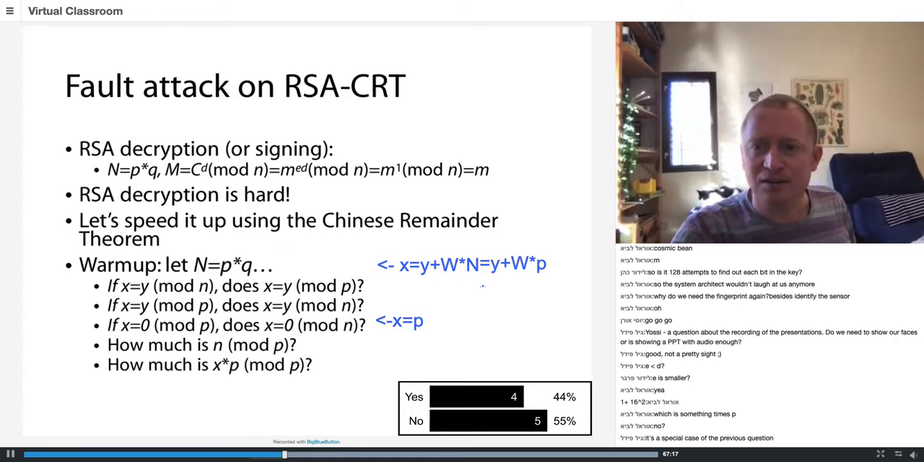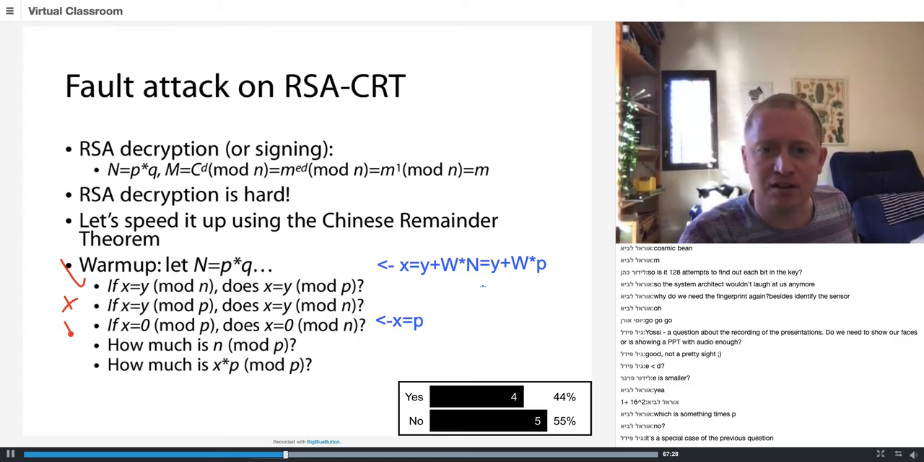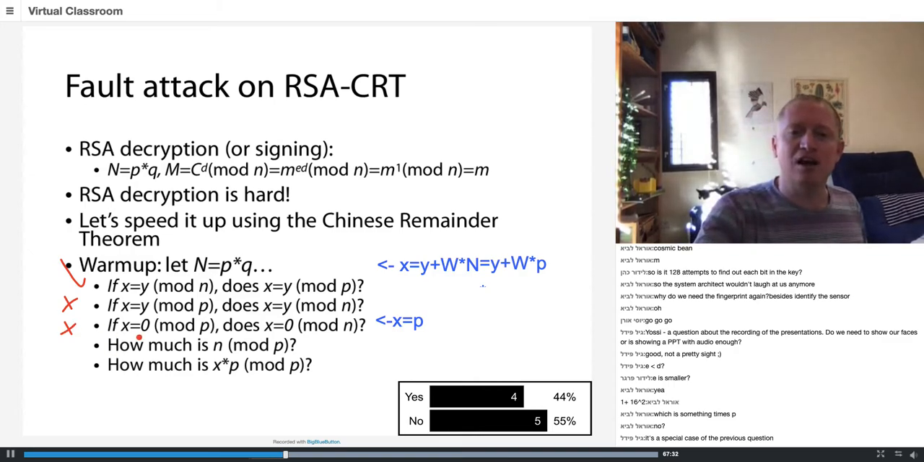So if X is equal to Y modulo N, then X is equal to Y modulo P. If X is equal to Y modulo P, it does not necessarily mean X is equal to Y modulo N. And if X is 0 modulo P, it does not necessarily mean 0 modulo N. So now please answer in the chat, how much is N modulo P?